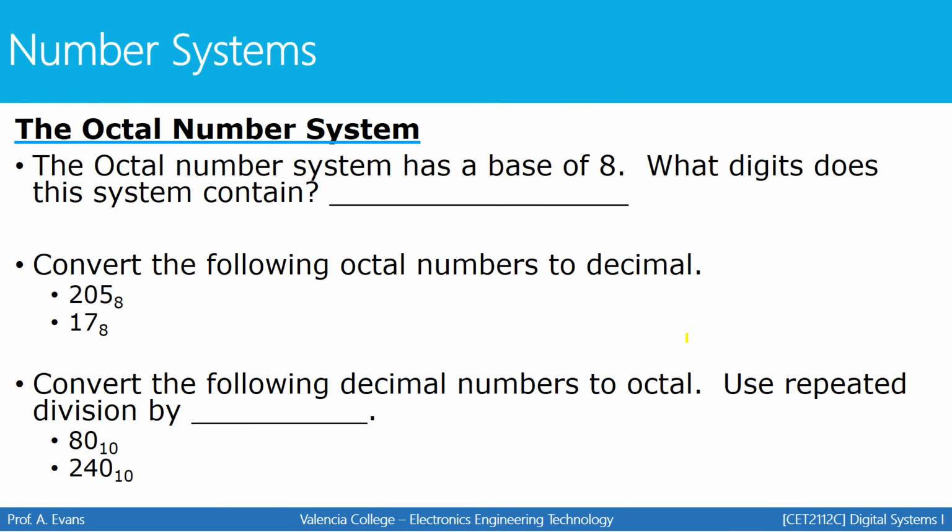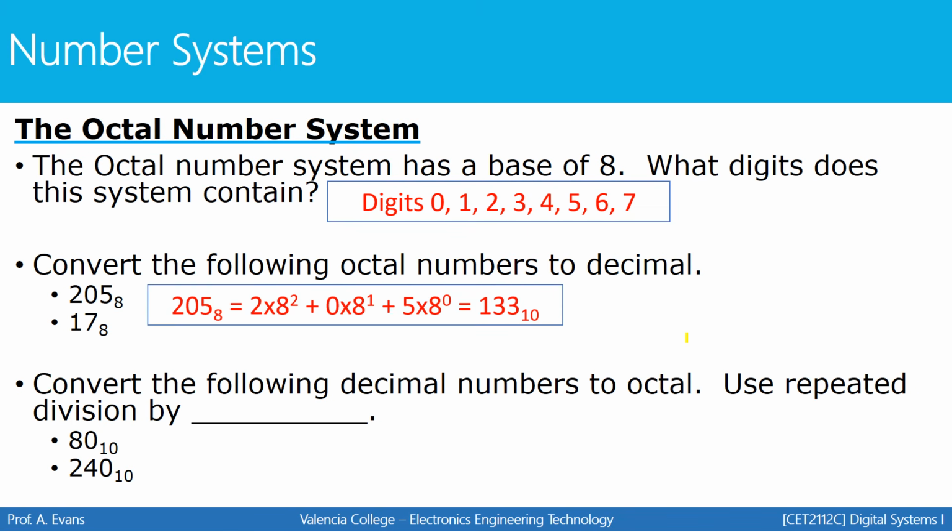So first, the octal number system has a base of 8. If it has a base of 8, that means it has 8 digits, starting with 0 and going up to 7. Remember, the 8 means the number of digits, not what the digits go up to. So the octal number system has digits 0 through 7. If you're going to convert the following octal numbers to decimal, you're going to need to set up a place values table. The last row of your place values table would look like this. You would have 2 times 8 to the second power, plus 0 times 8 to the first power, plus 5 times 8 to the 0 power. Notice that I have my place values set up with 8.